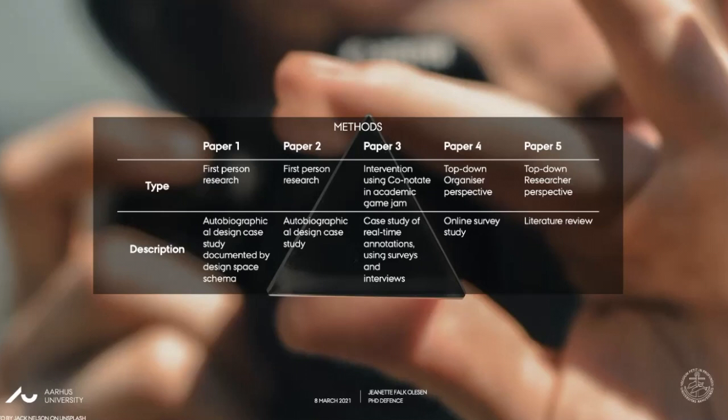For paper 4 and 5, the PhD project moved to a top-down perspective for the methods for exploring game jams: the organizers' perspective in paper 4, and the researchers' perspective in paper 5. I used surveys for exploring the game jam organizer perspective, and conducted a comprehensive literature review of research literature in paper 5.